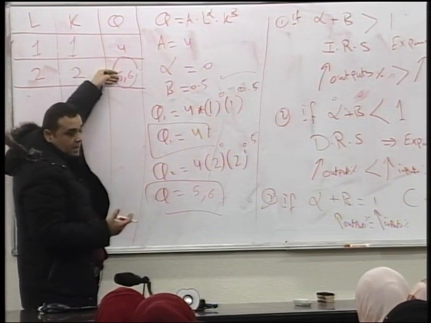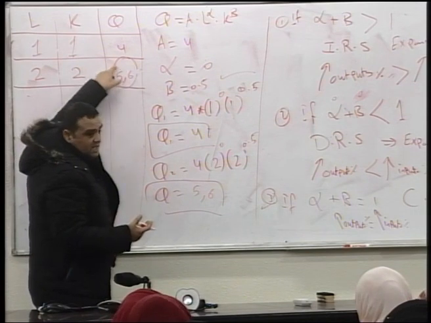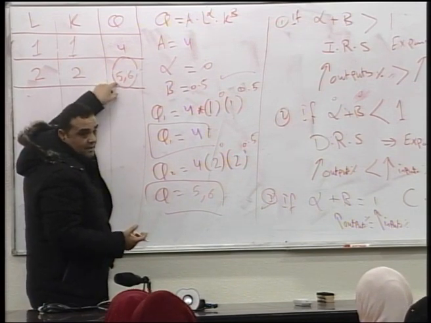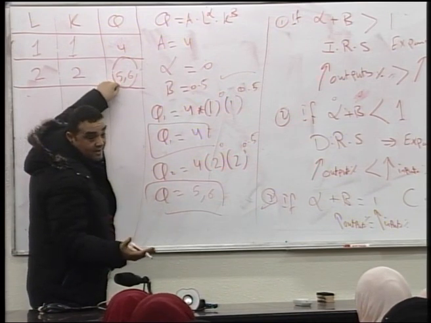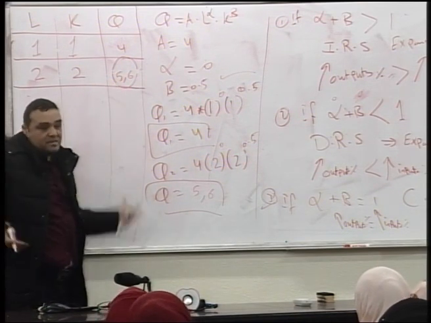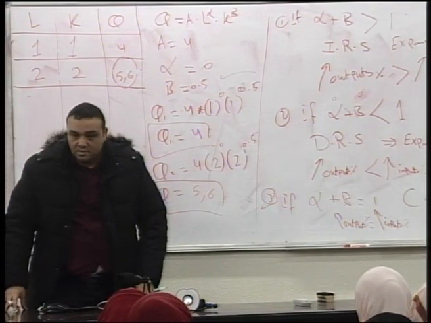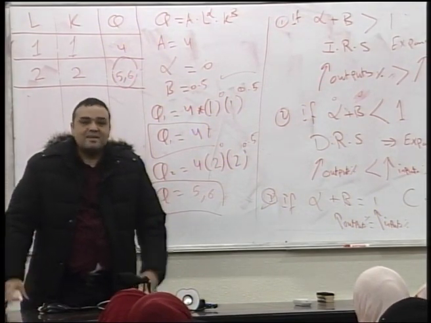That's it. With constant returns to scale it should be 8. With increasing returns to scale it should be larger than 8. Here it should be less than 8. That's it.